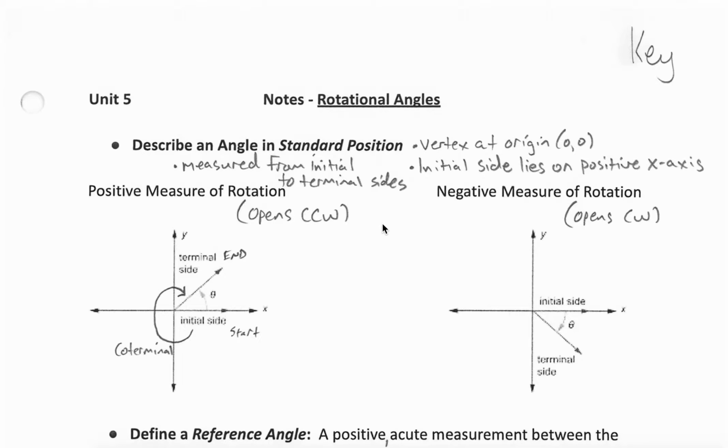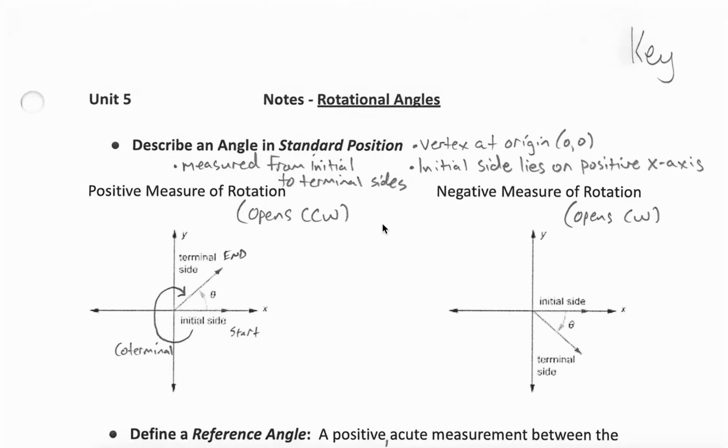In this video, we're going to talk about rotated angles, angles that are rotated more than 360 degrees. And then we're going to get into how we can convert angle measures between degrees and radians. So to start off with, let's talk about rotated angles.